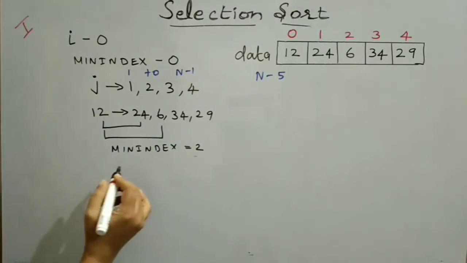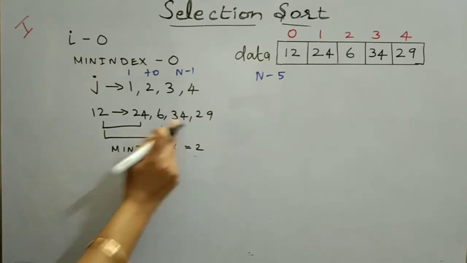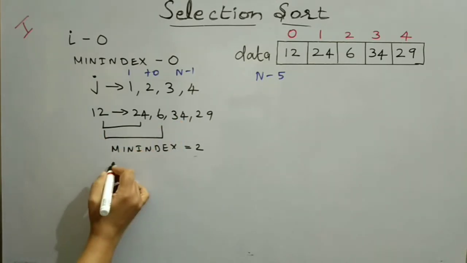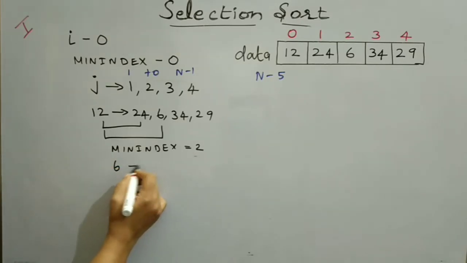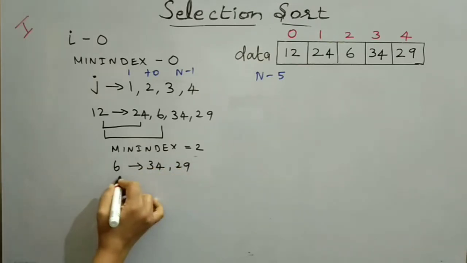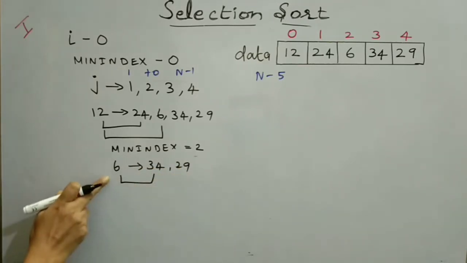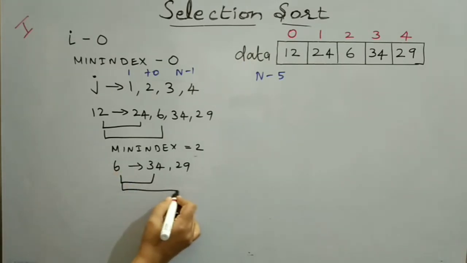Next, we need to compare the element in the minimum index position with the subsequent elements. So now what is the minimum element? 6. Okay, 6 is now compared with the subsequent elements 34 and 29. When I compare 6 with 34, of course 6 is the smallest element. Next 6 is compared with 29, 6 is the smallest element.